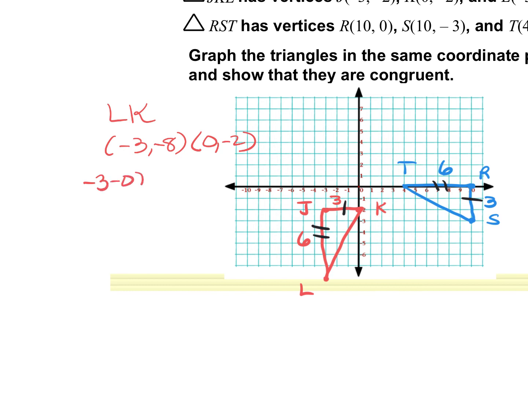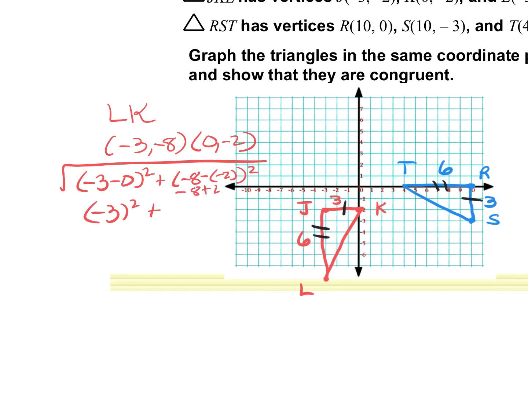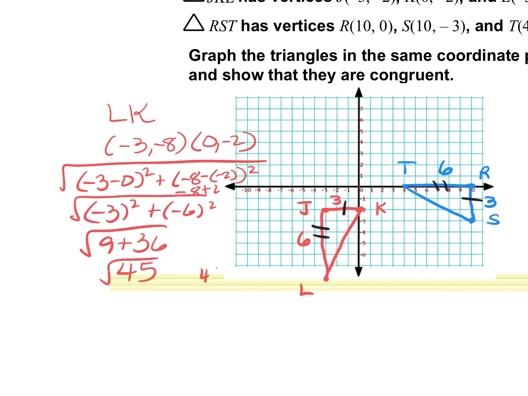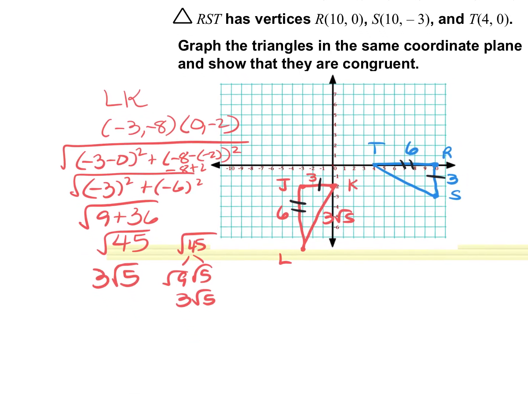So -3 minus 0 squared, -8 minus -2 squared, and this is all under the square root. -3 squared is 9. This becomes -8 plus 2, flip it, all under the radical, 9 plus 36, and I get the square root of 45. I can break this down, leave it in simplest radical form, and I get 3 square root 5. That's the length of LK. Now I need to do the same thing for ST, distance formula again.